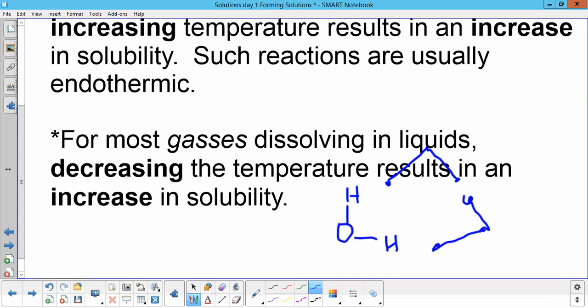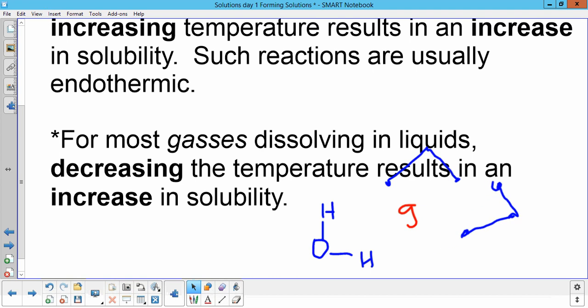What happens when we heat water up and I have a gas trying to be dissolved? Remember, to be dissolved, you have to be held in a little cage of water molecules. Well, what's going to happen in this scenario is the water molecules are going to spread apart. And once the water molecules spread apart, that gas, who was highly active and had lots of energy, will escape. And we will be able to dissolve less.